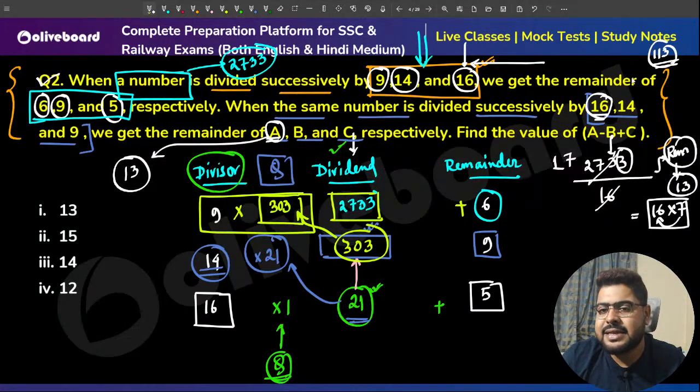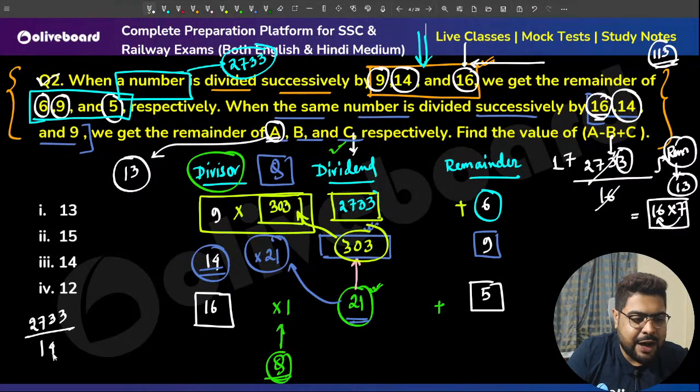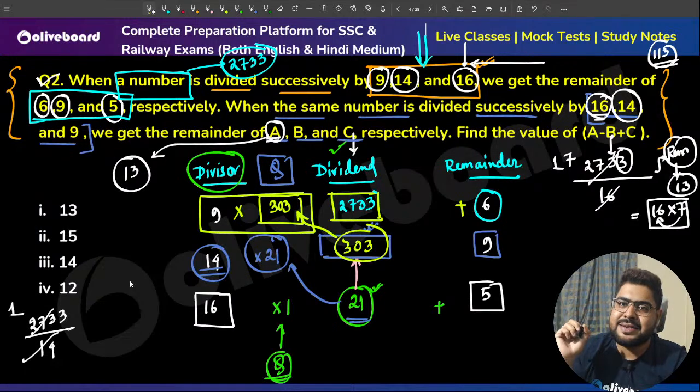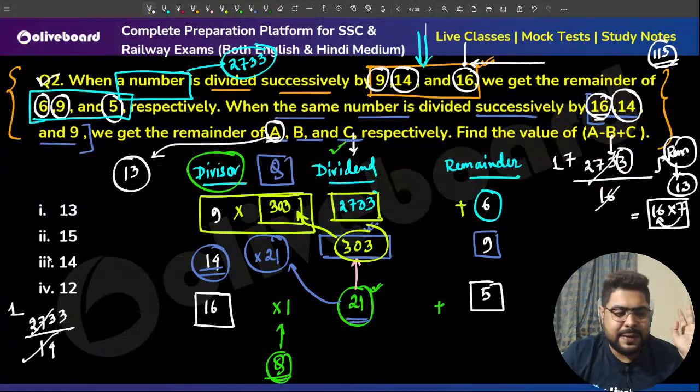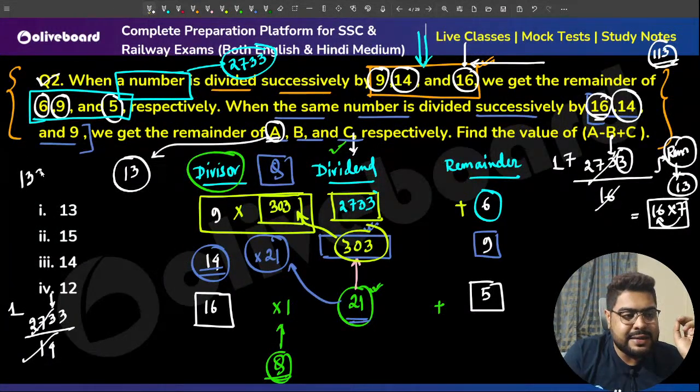Next, we will divide this by 14. So let's see, sir, 2733 by 14. Let's see how much is the remainder. 14 1s are 14, 13 remaining, sir. And you take this 3. So again, sir, it is 133.